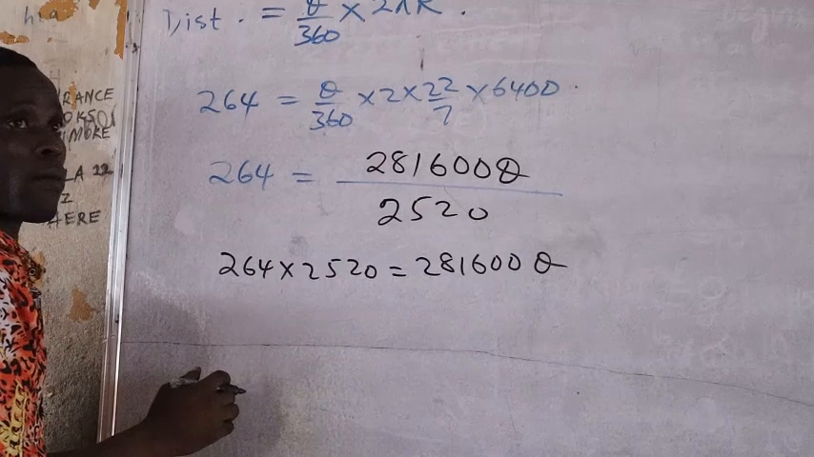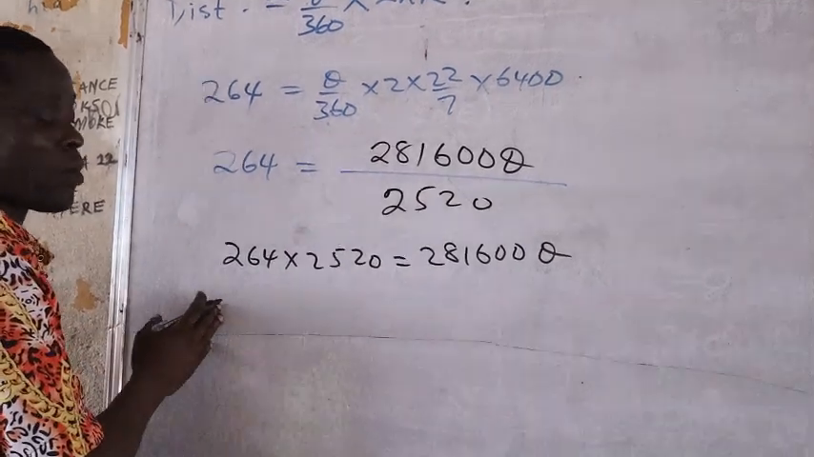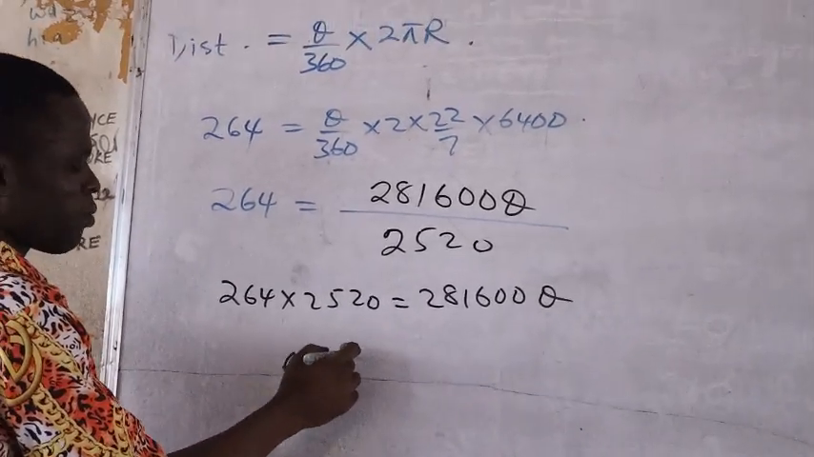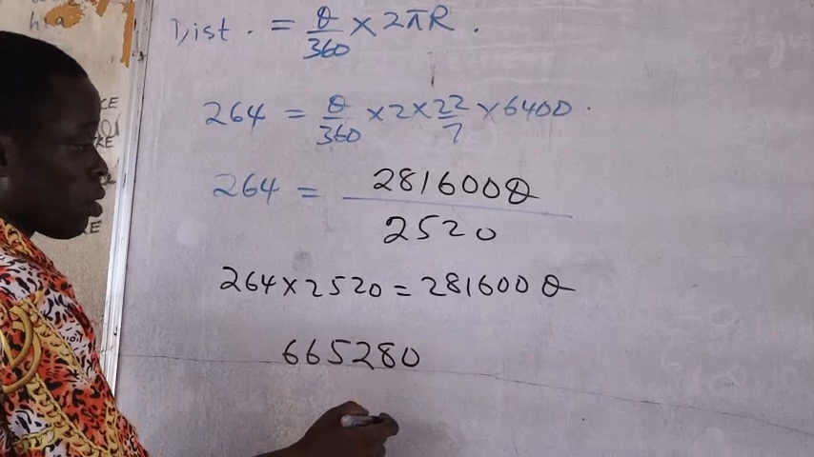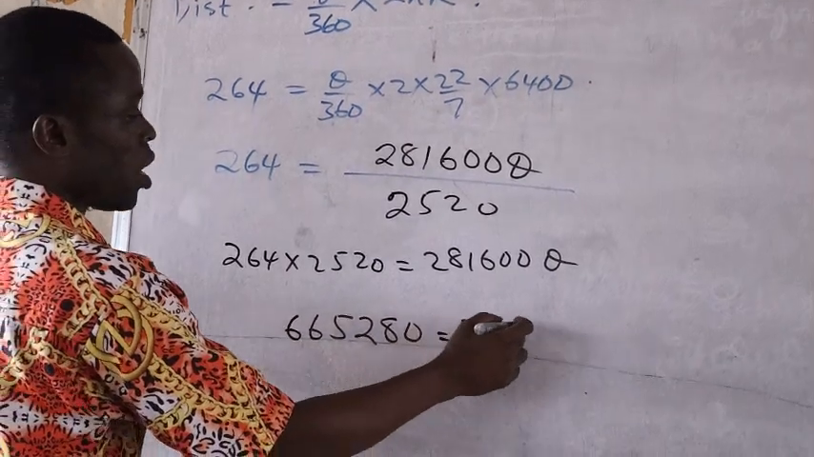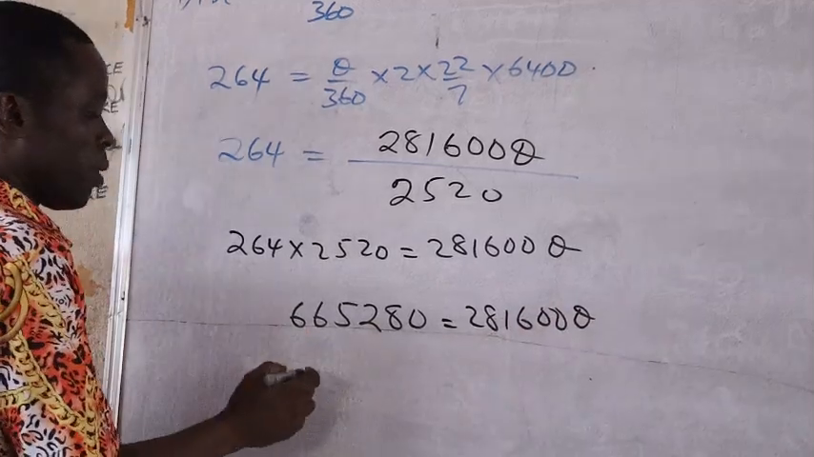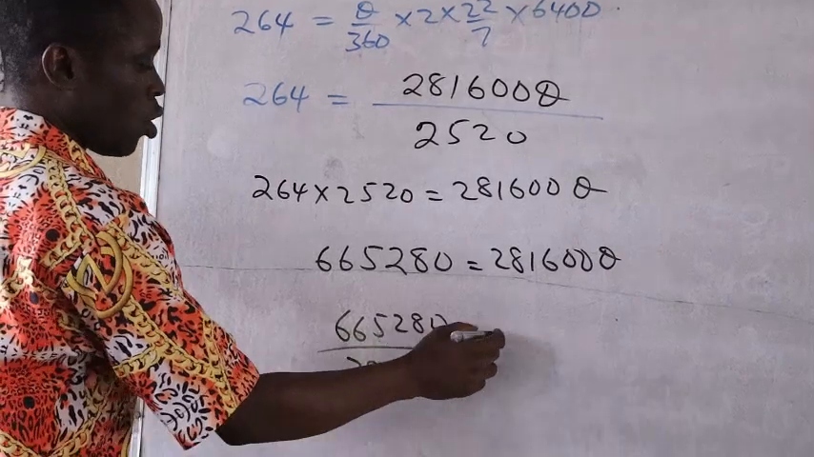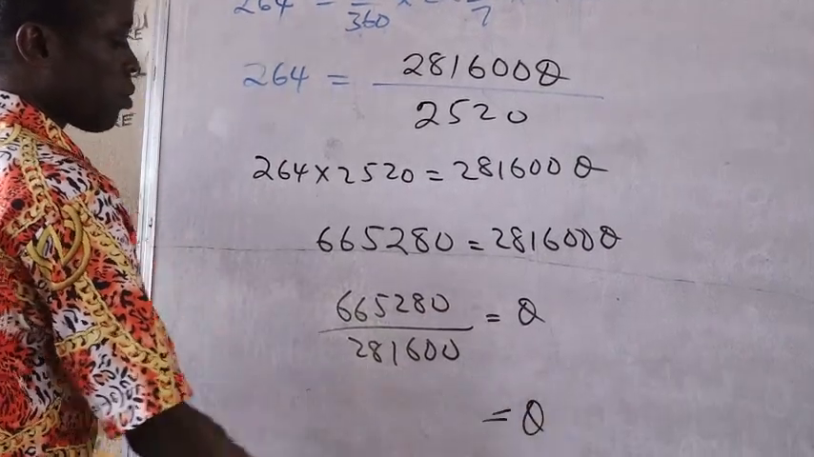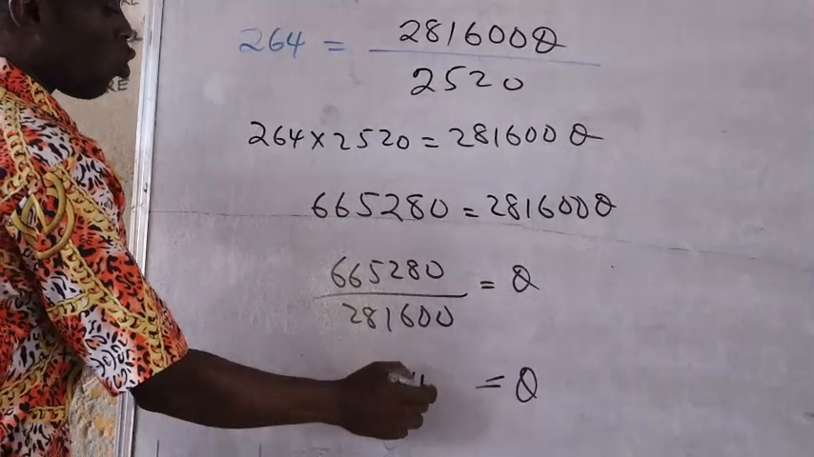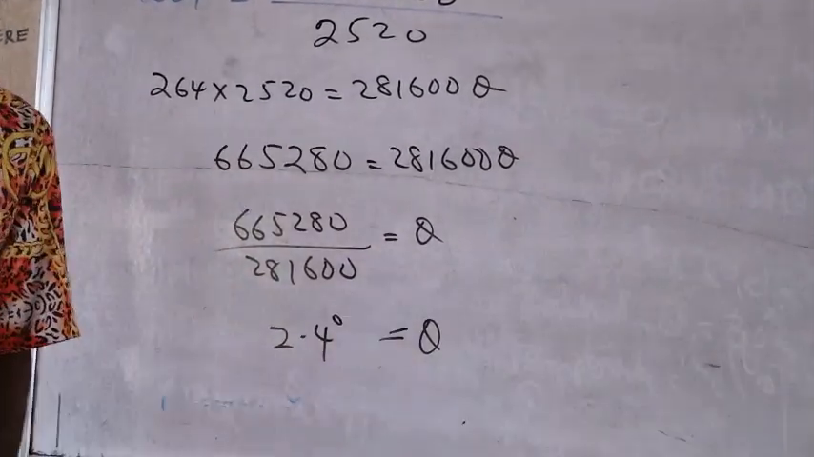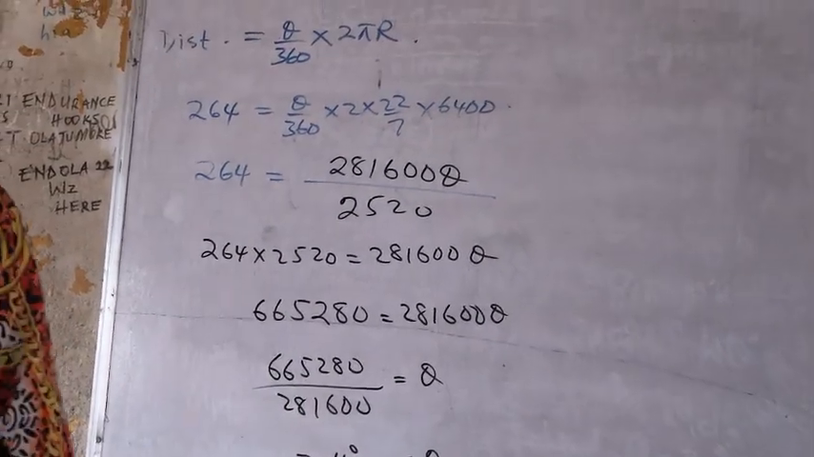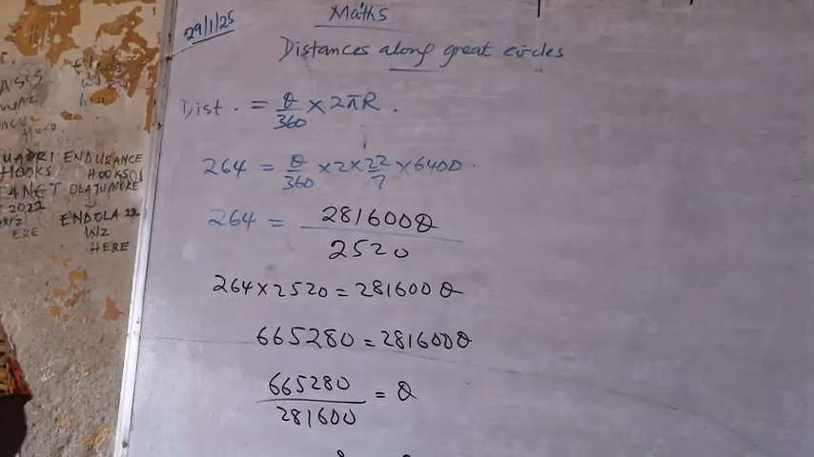What is the product here? 665,280 is equal to 281,600 theta. If I put it like this, 665,280 all over 281,600 equals to what? Theta. What is theta now? 2.36, that's 2.4 degrees. 2.4 degrees is the angular difference.